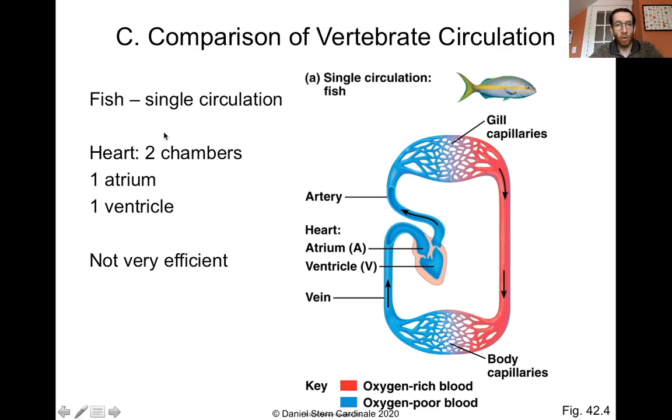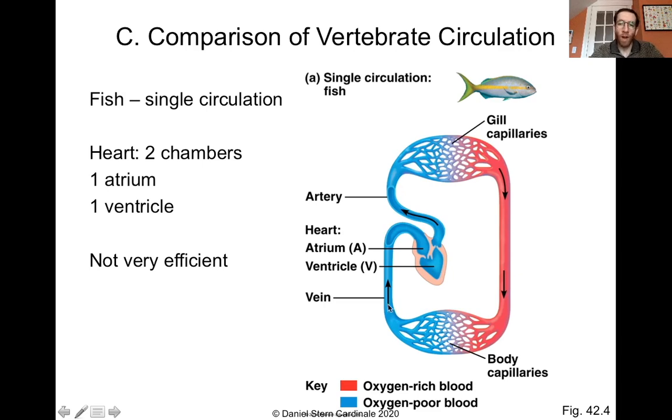It's called single circulation because there is one circuit through the body. So all of the blood goes into the heart and out of the heart through the whole body and then back to the heart. In a single circulation system, the heart only has two chambers. It has a single atrium where the blood enters, and then a single ventricle which pumps the blood out of the heart through the rest of the system.